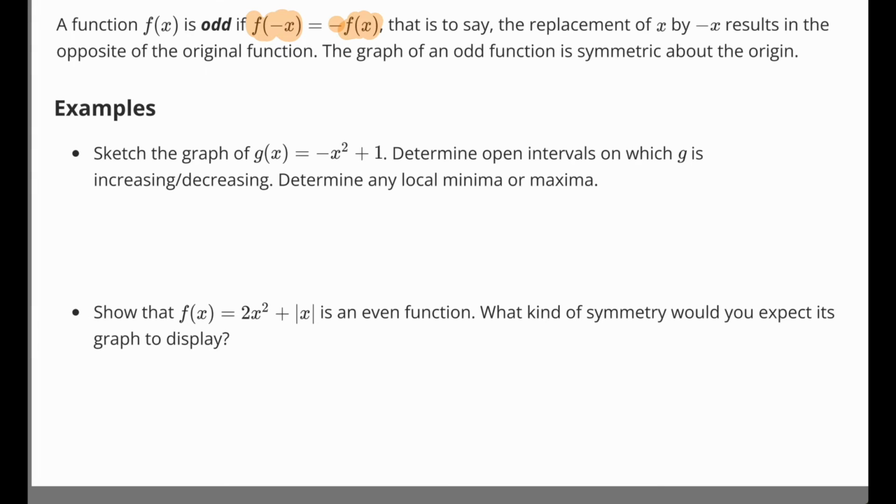All right, this next one right here, it says sketch the graph of g of x equals -x² + 1. Determine open intervals on which g is increasing and decreasing. Determine any local minima or maximum. All right, rather than sketching this just because it's a video, I'm just gonna do a screenshot of the actual graph really quick so we can actually just kind of look at it a little bit more. But you obviously can sketch it. It's a skill that you're gonna need to know how to do for the class. But just for the sake of the video and time, I'm just gonna do a screenshot.